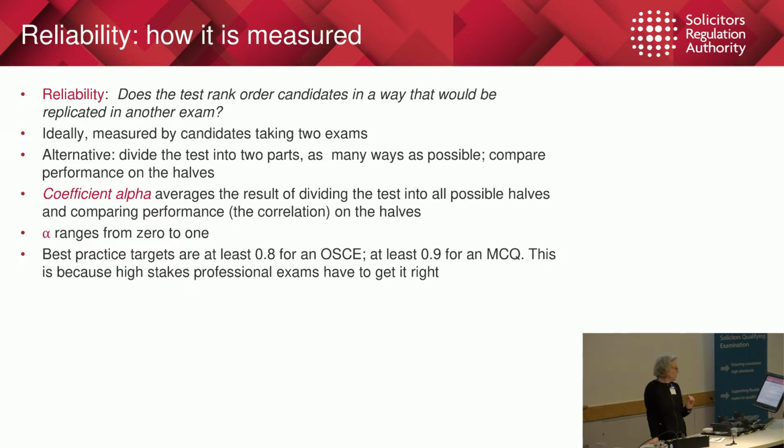The result of dividing the test into all the possible halves is a statistic called the alpha coefficient, and it ranges from 0 to 1. If it's 1, that means your exam is perfectly reliable, and that's not actually achievable. If it's 0, then really you've been marking the papers totally at random and you may as well throw them down the stairs. High-stakes professional exams have quite demanding targets as to what that reliability statistic should be, and it's often said that it should be 0.8 for a skills exam and 0.9 for a multiple choice exam.